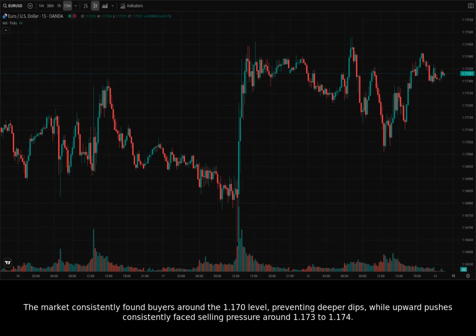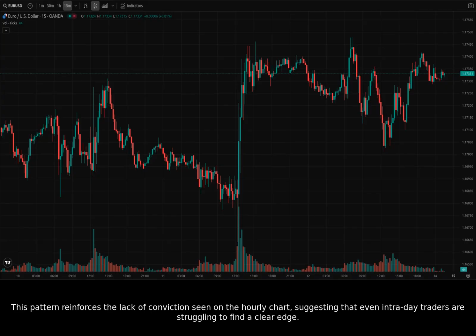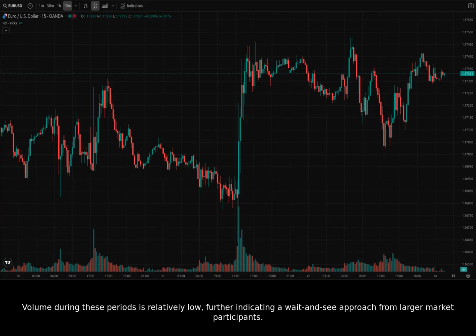The market consistently found buyers around the 1.170 level, preventing deeper dips, while upward pushes consistently faced selling pressure around 1.173 to 1.174. This pattern reinforces the lack of conviction seen on the hourly chart, suggesting that even intraday traders are struggling to find a clear edge. Volume during these periods is relatively low, further indicating a wait-and-see approach from larger market participants.